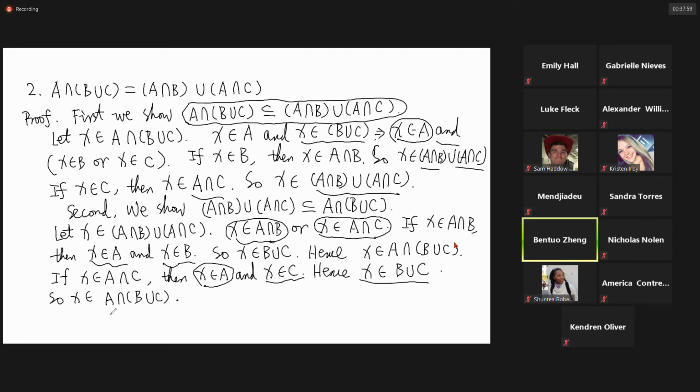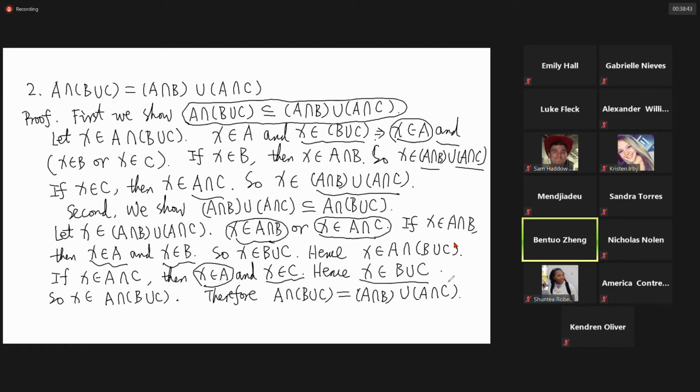So therefore, we can claim these two sets are equal. So A intersect (B union C) is equal to (A intersect B) union (A intersect C). Okay, so these two identities are very useful. So you should memorize those identities, because you are allowed to directly use these identities in your exam or homework.